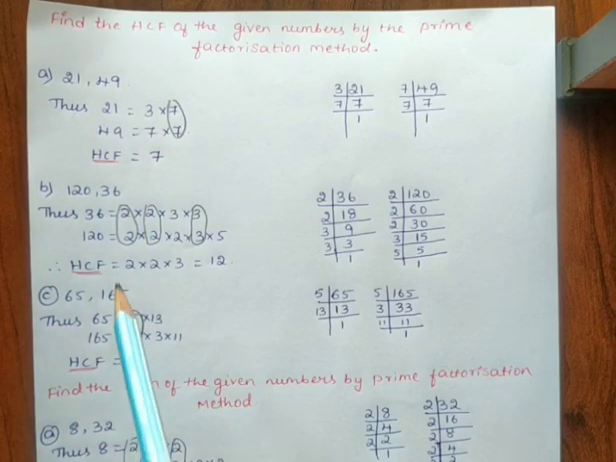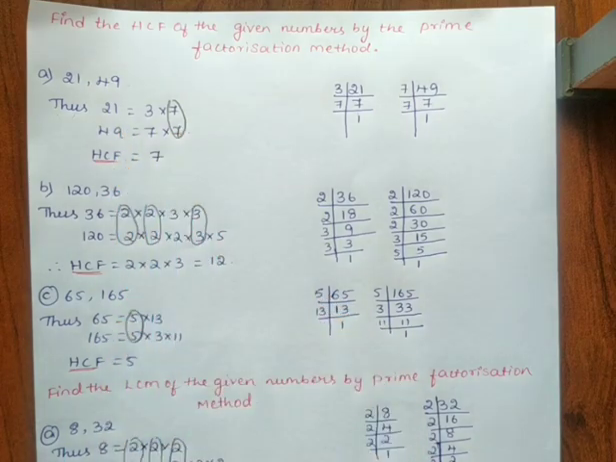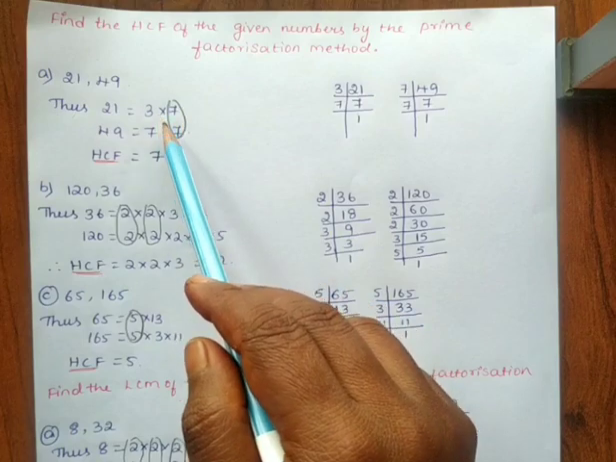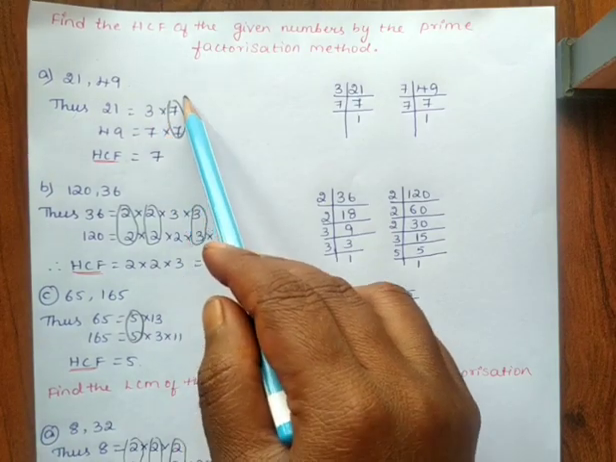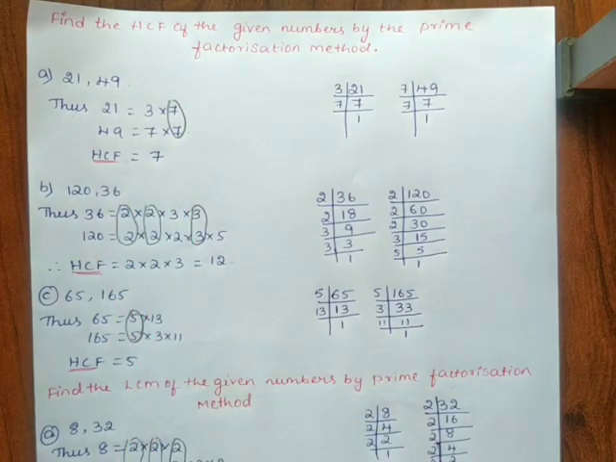In these two numbers, which number is common? That we call the HCF. Here only the 7 is common. In these two numbers 7s are common, so I have grouped the 7. Therefore HCF is equal to 7.